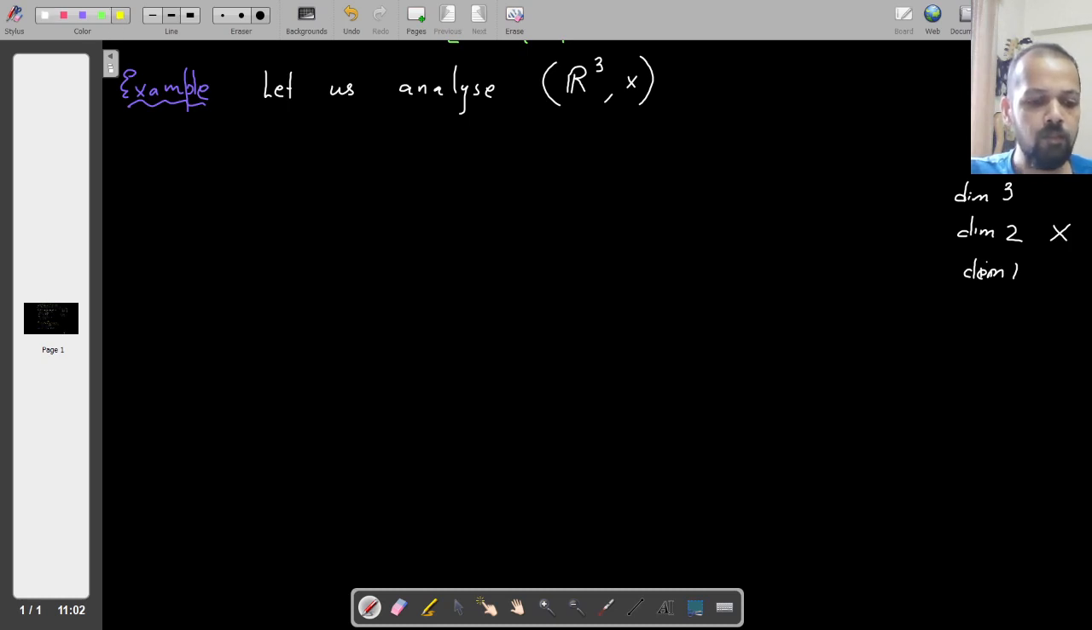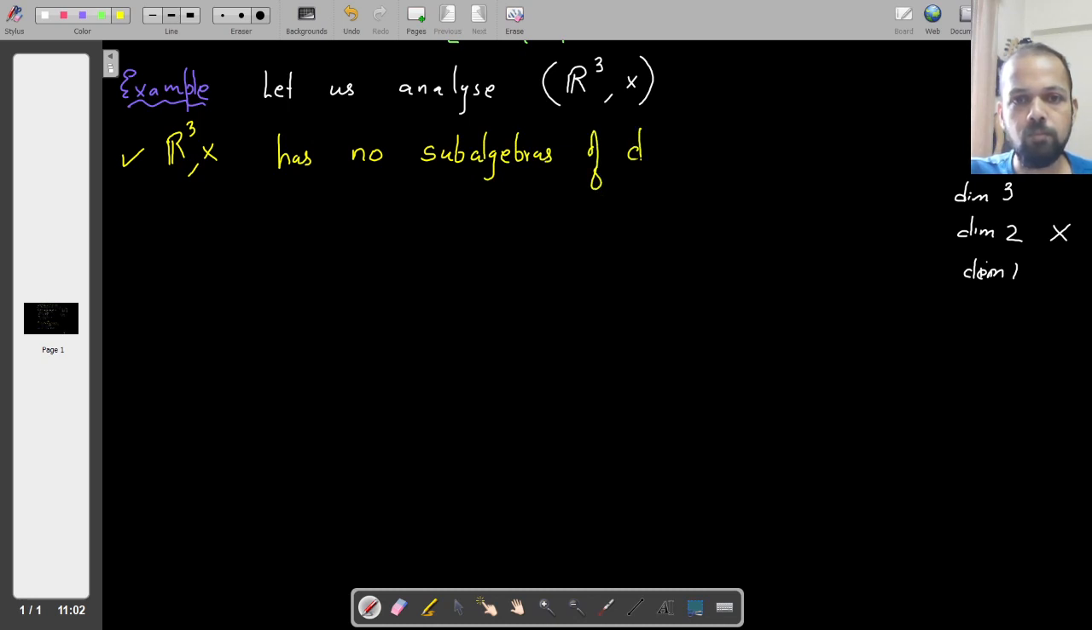So first of all, R3 with cross product has no subalgebras even of dimension 2. We have seen this before, but I'll reiterate it here. The reason there are no subalgebras of dimension 2 is, if there was a subalgebra of dimension 2, it would be a plane, right? Because it has to be a vector subspace, it has to be a plane through the origin.